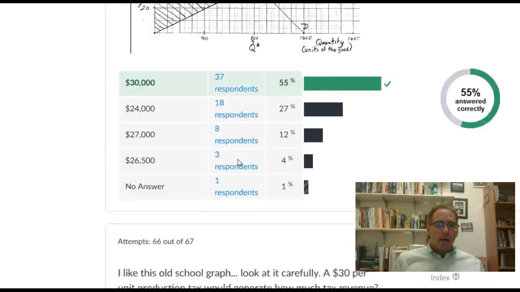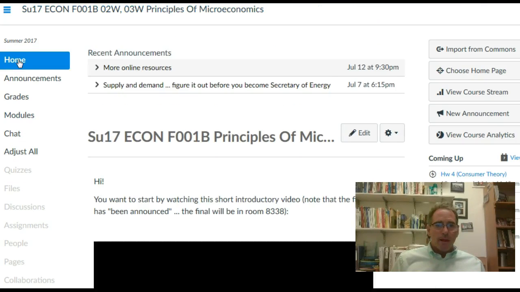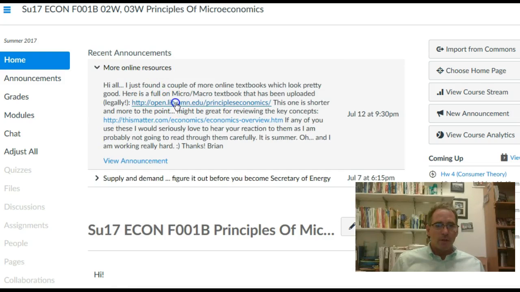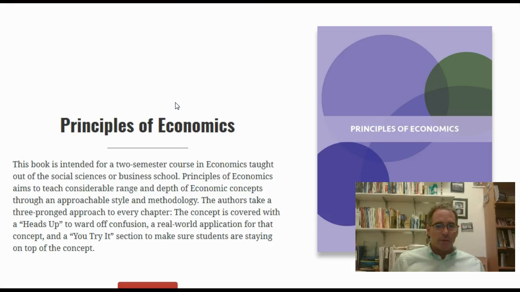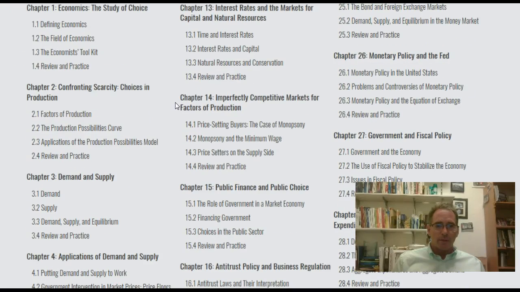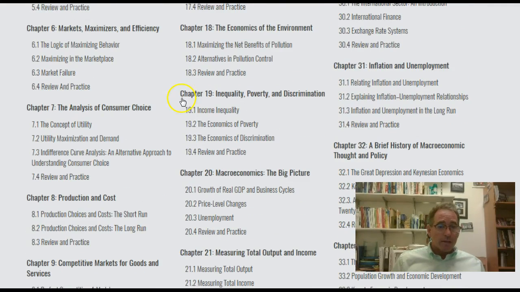Let me quickly clue you into the other textbook I uploaded. Let's go to home and more online resources. I did an announcement. And this is a cool book. I just found this a couple days ago. Looks like a really good textbook. So I'm going to look into just adopting this in addition to the book I'm using. It's got the full course, plus it has macro. And anyways, so the next homework assignment is due Sunday, and this is the chapter here, 7.3.